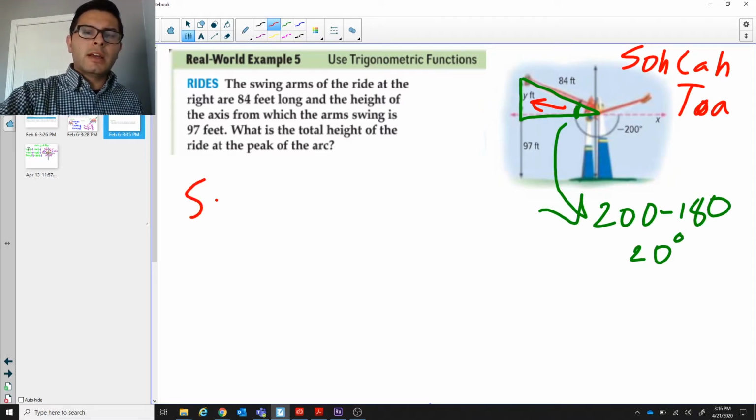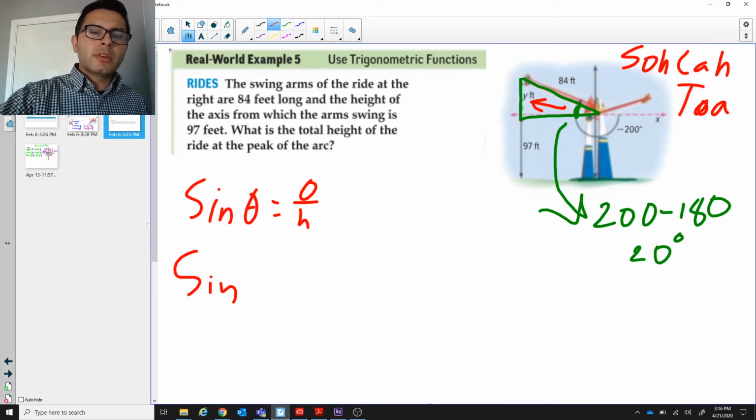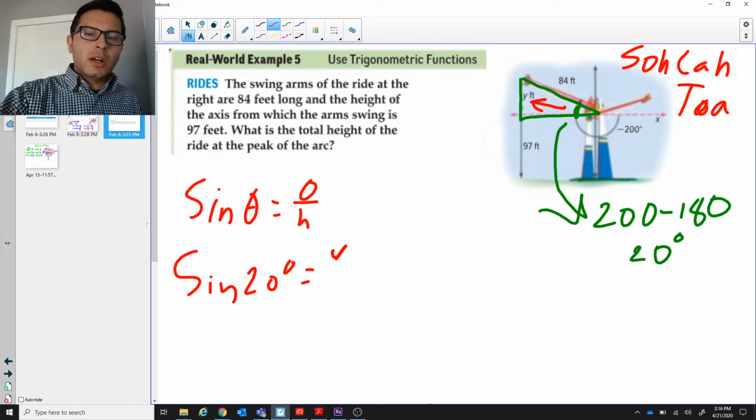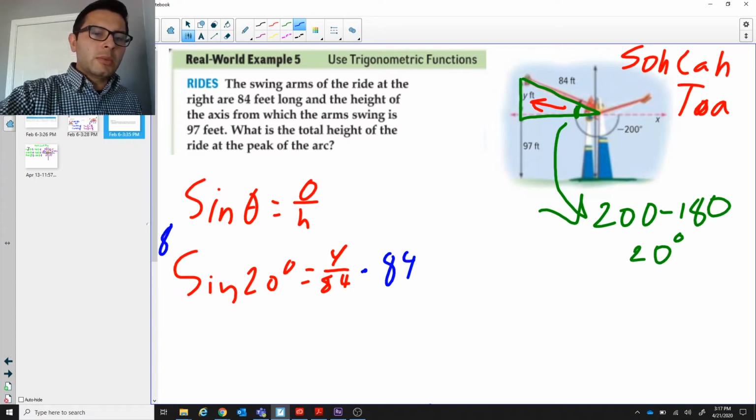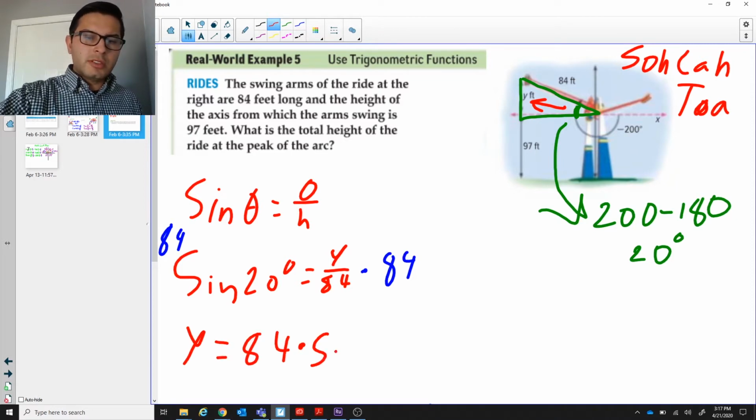We know that sine of theta is going to equal opposite over the hypotenuse. So sine of our angle, which is 20 degrees, is going to equal the opposite, which is y, over the hypotenuse, which is 84. Now we just solve this out for y. I can see right off the bat that all we have to do is multiply both sides by 84, and we should be able to just solve this out. Y is going to equal whatever 84 times sine of 20 degrees equals.